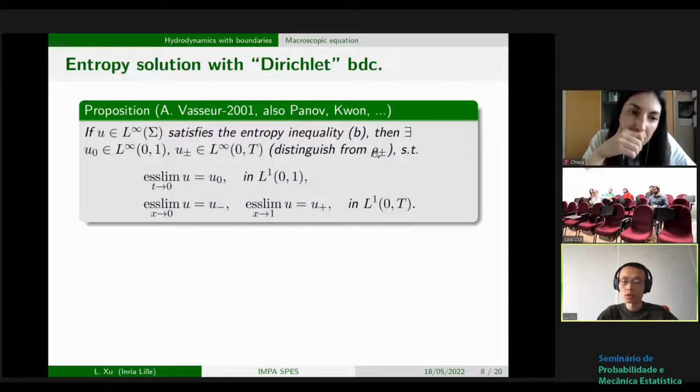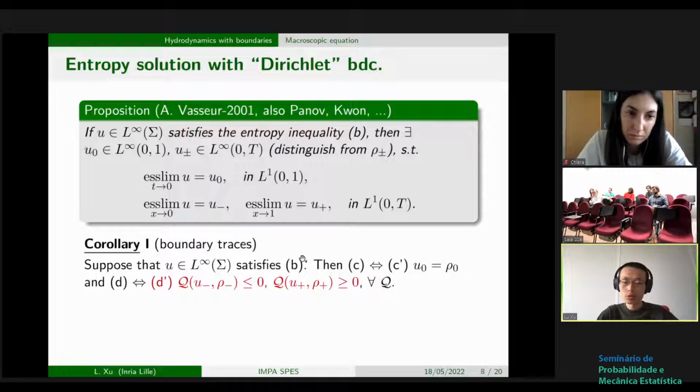So these functions are different from the initial data rho 0 and the boundary data rho plus minus in the equation. And then I can say that the essential limit of U for t to 0, and x to 0 and x to 1, does exist in the space of L1. Why they exist is really because I have the entropy inequality. If I do not have this inequality, just having L infinity is not enough to say that the limits exist.